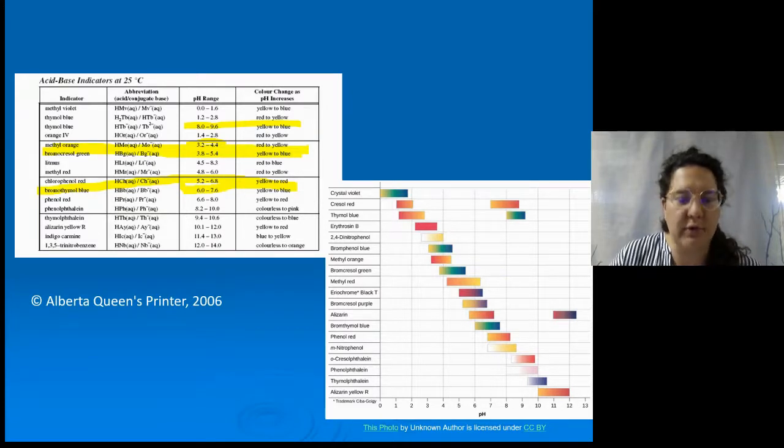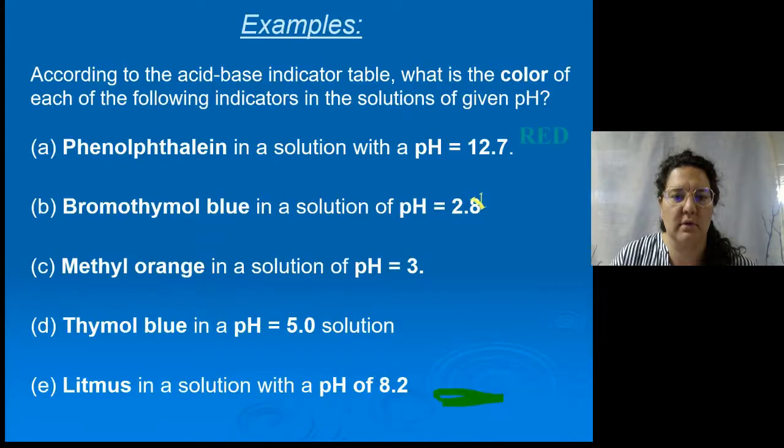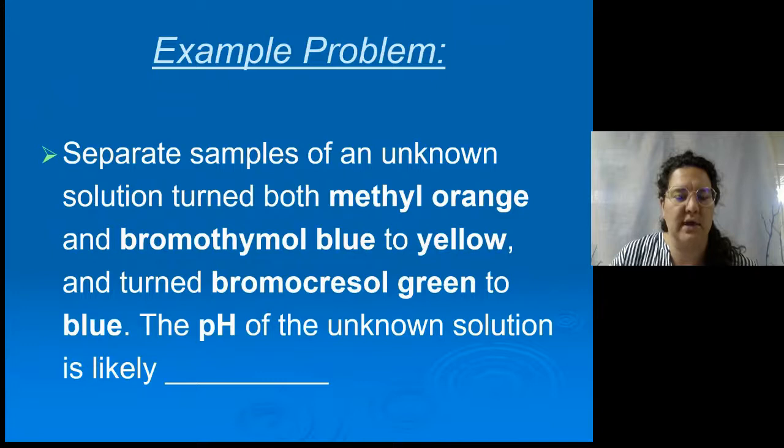okay, bromothymol blue, if it was yellow, it has to be less than 6.0. Methyl orange, if it's yellow, it has to be greater than 4.4. And if bromocresol green is blue, it has to be greater than 5.4. So if I go back, our pH is likely between 5.4 and 6.